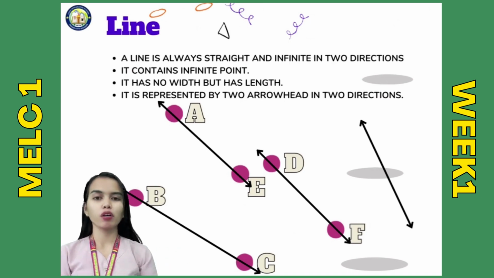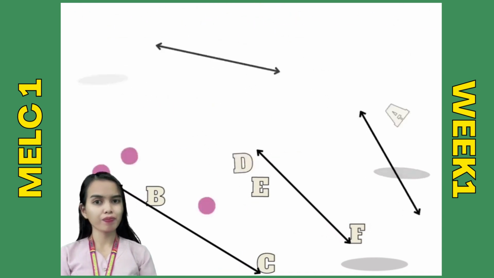So as you can see in the models, there are lines represented by points, and those points are written in capital letters. So our line should have two arrowheads facing opposite to each other. So there is one on the left, and there is also one on the right. So your line should have two arrowheads. Now, how to name a line? How do we name the line?